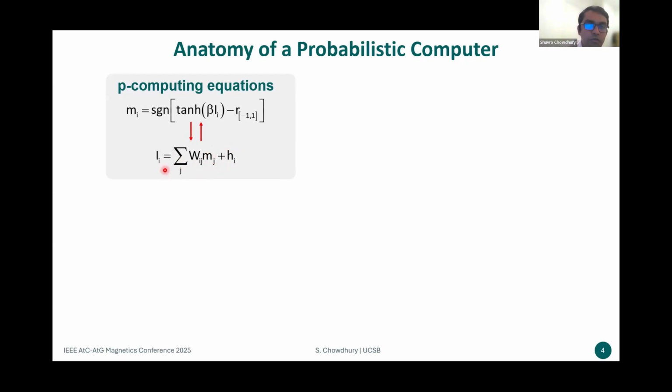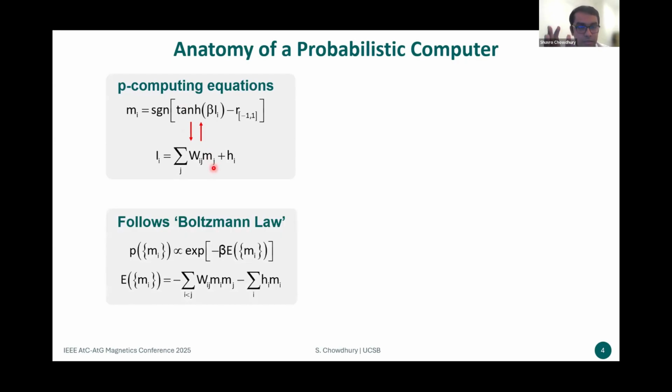apply this equation to figure out what its input is, and based on this input, it will figure out its response accordingly. So these are the two equations that are needed to build a probabilistic computer. And once you have these two equations, you have enough. You don't need anything else. But one more thing that I want to mention is what the ideal behavior is that we expect from a probabilistic computer, given you have built a computer with these two equations.